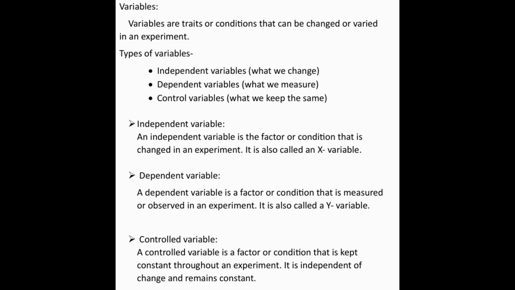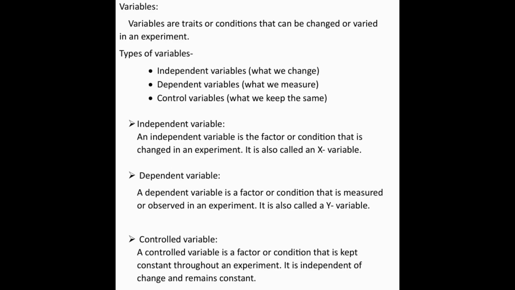Now in this experiment, what can we change? We can change the force we apply on the catapult, we can change how much we stretch it, and we can also observe how far the stone travels. So these are variables. So students, variables are those factors or conditions that can be changed or varied in an experiment. Now let's talk about types of variables.